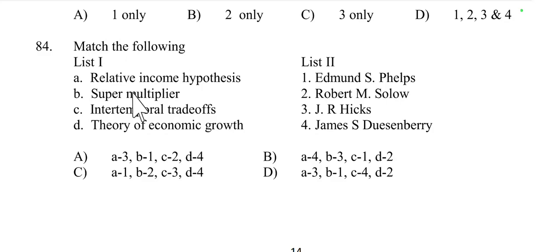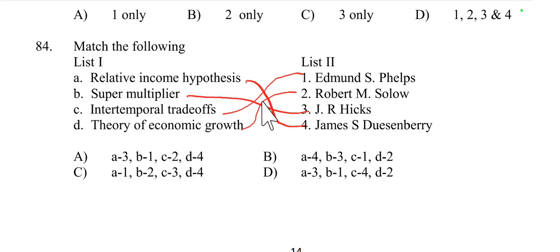So first one is relative income hypothesis, given by James Duesenberry. Then the super multiplier concept, given by J.R. Hicks. Intertemporal trade-off, given by Edmund Phelps. Then the theory of economic growth, given by Robert Solow.